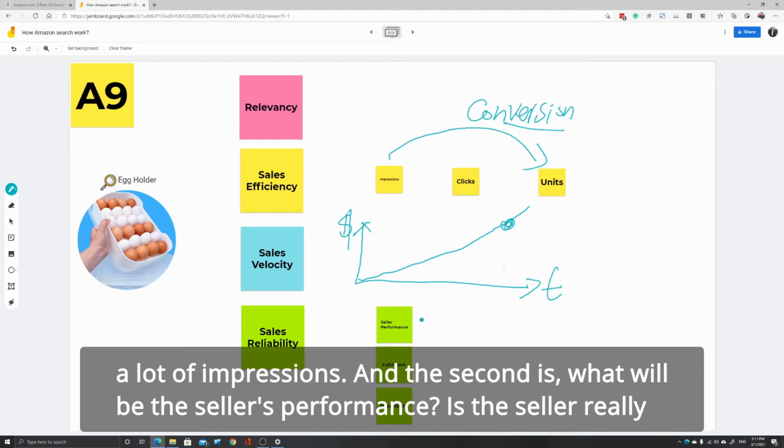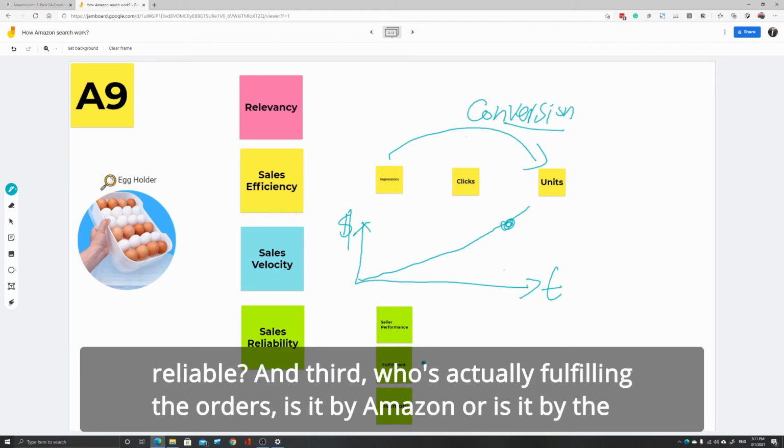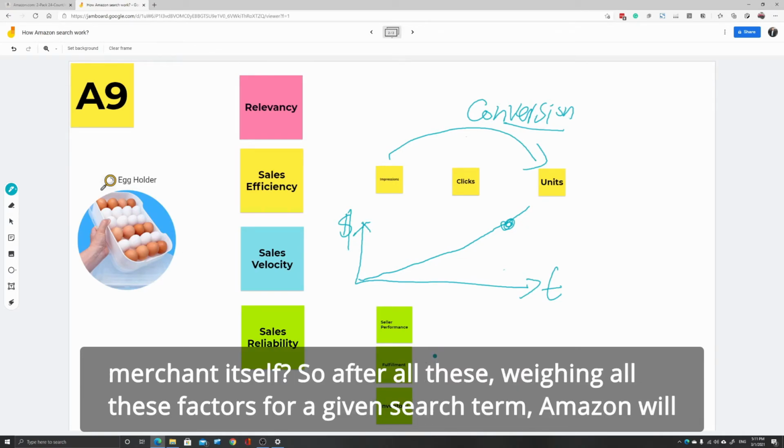And second is what the seller's performance is. Is the seller really reliable? And third is who is actually fulfilling the orders. Is it Amazon, or is it the merchant itself?